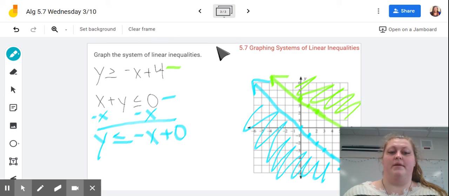Now for today's assignment, we're going to do the Easel assignment labeled for Wednesday.